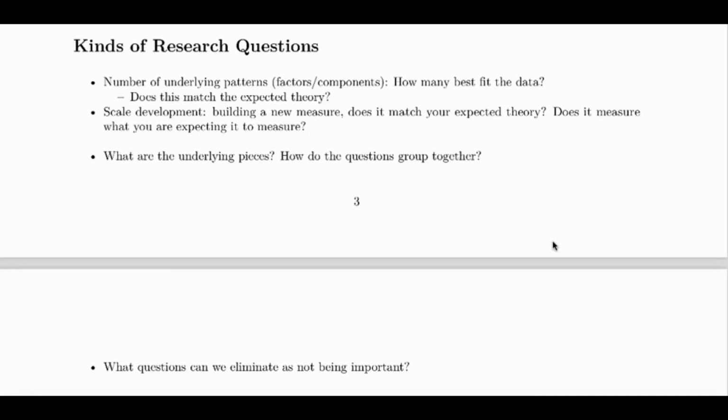You want to see how the questions group together, and sometimes it's easy. You think the questions are going to group a certain way, and then when you give it to a certain population, they interpret it differently. So you want to see how it groups for certain populations as well. And one of the most important ones, I think, is: can I eliminate questions from this questionnaire? Because people are overwhelmed with research and marketing sometimes. So if you can take away some of the burden from them of taking a long survey, you always want to do that.